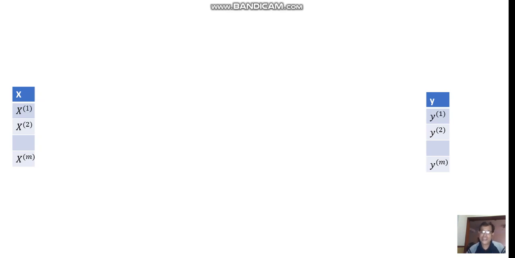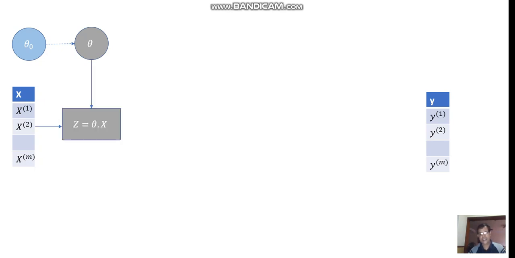And we do not know the exact value of theta. So we randomly initialize the value of theta. Let us assume that we initialize the value as theta 0, so that theta 0 gets converted into theta. Then the very first step, if you remember the steps we discussed, is that we multiply theta with x, as we do in linear regression, and we calculate z. So z is equal to theta dot x, a dot product.